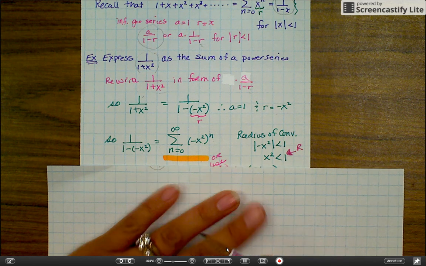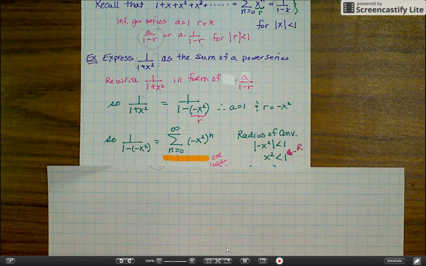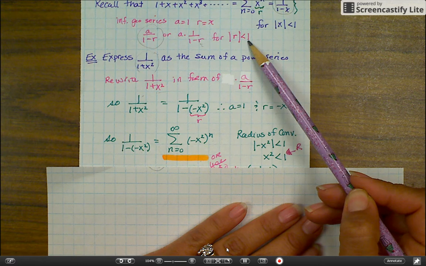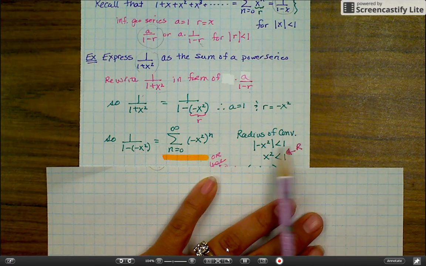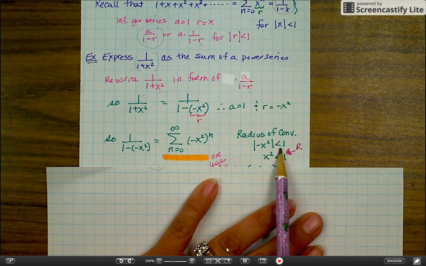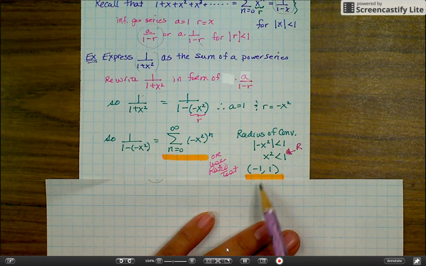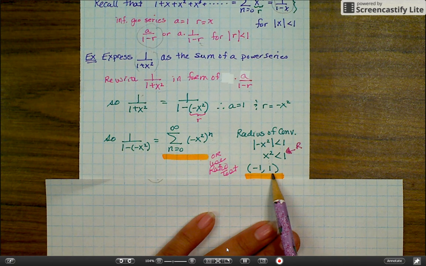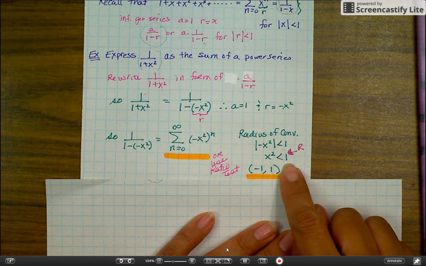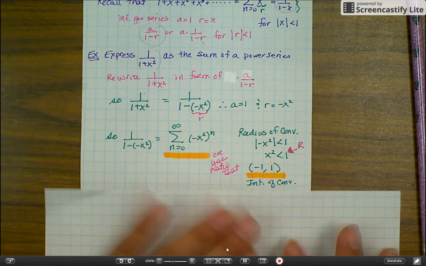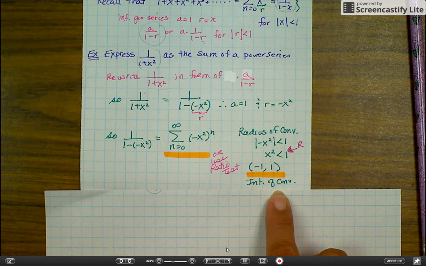Now, if they ask us, which this one didn't, for the radius of convergence, since this is an infinite geometric series, our absolute value of r has to be less than 1. So I take negative x squared in absolute value, which is x squared, and make it less than 1. When is x squared less than 1? On the interval negative 1 to 1. So my radius of convergence is 1, and my interval of convergence is negative 1 to 1.